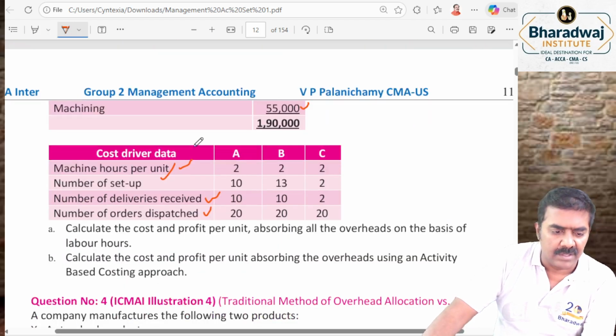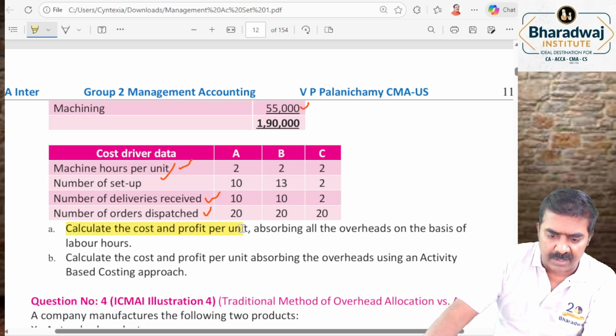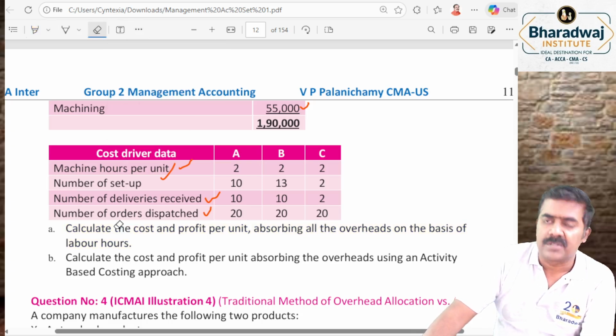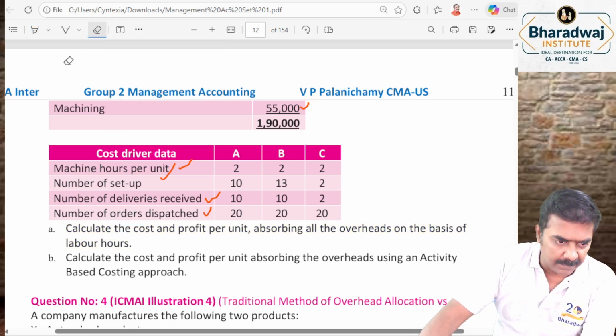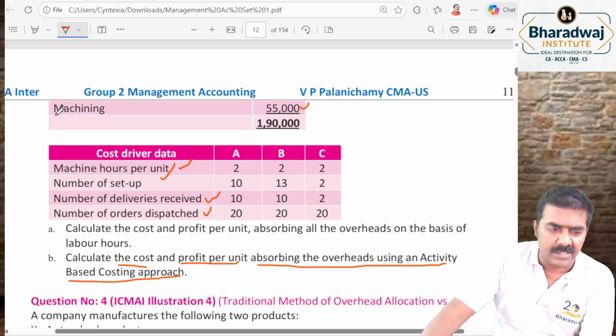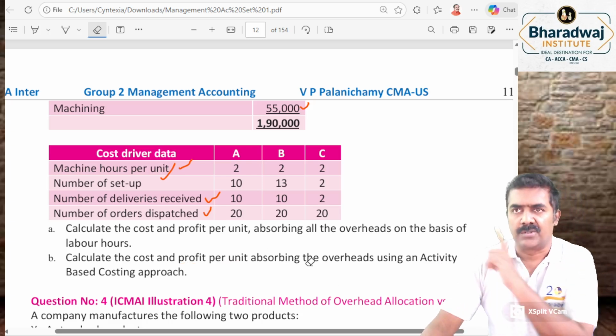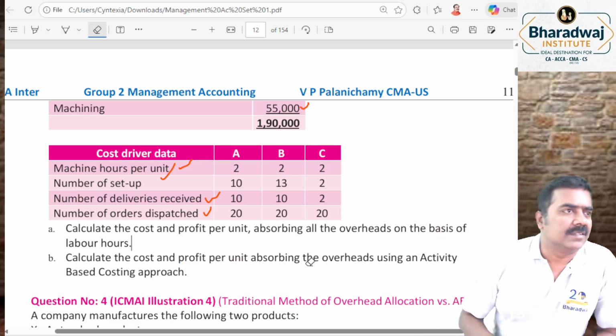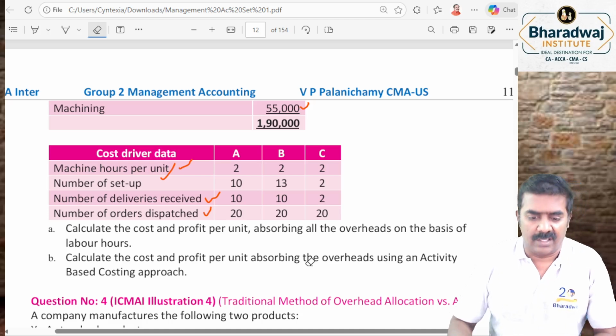They ask you to work out. This is a very, very simple example question. Calculate total cost, profit per unit, absorbing all the overheads on the basis of what? Labor hours. So in the past, traditional method, what traditional method did they use? Based on labor hours. What is the next one? Calculate cost and profit per unit, absorbing the overheads based on which method? This is a real question based on comparing old method and new method. Okay, solution is not given, we have to solve. Shall we? What is the traditional method in this? Overheads are absorbed based on labor hours. Start.